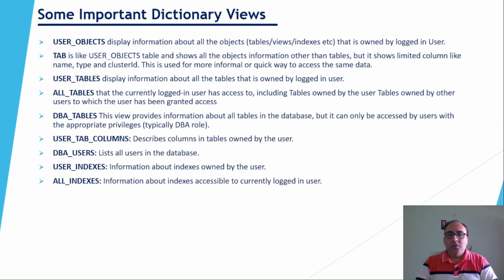Then we have all_indexes. It's the same, since all indexes are there. It means whatever indexes are accessible to that particular user, it will provide information related to that. So to summarize, it will provide information on indexes accessible to the currently logged in user. Then we have DB_indexes. This view basically provides information about all the indexes within the database.